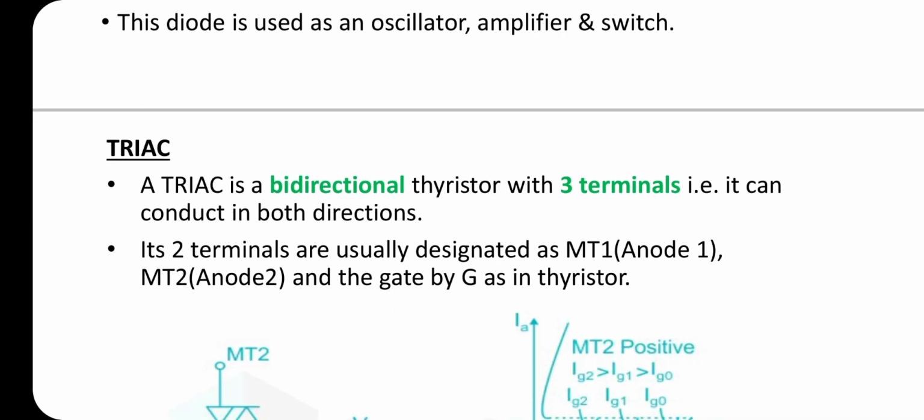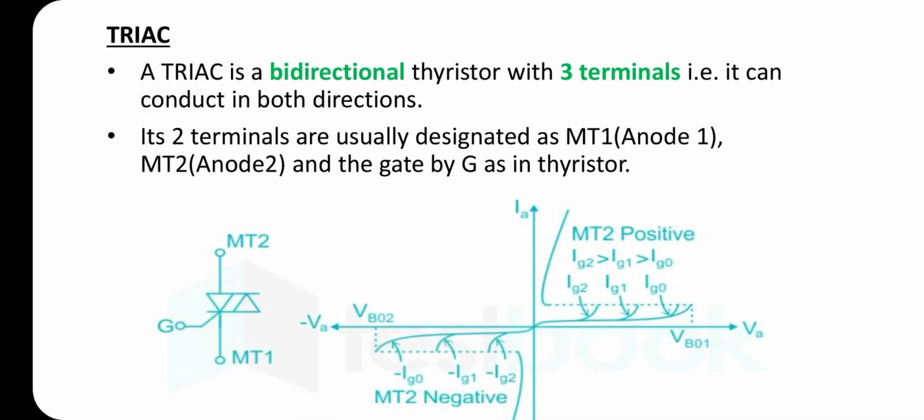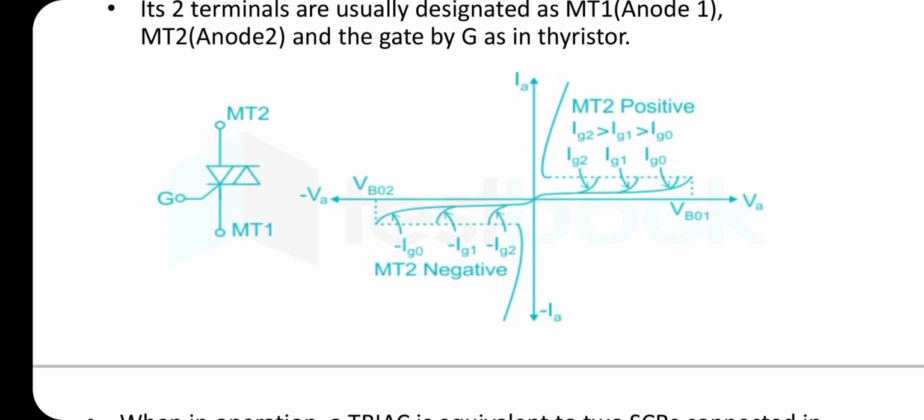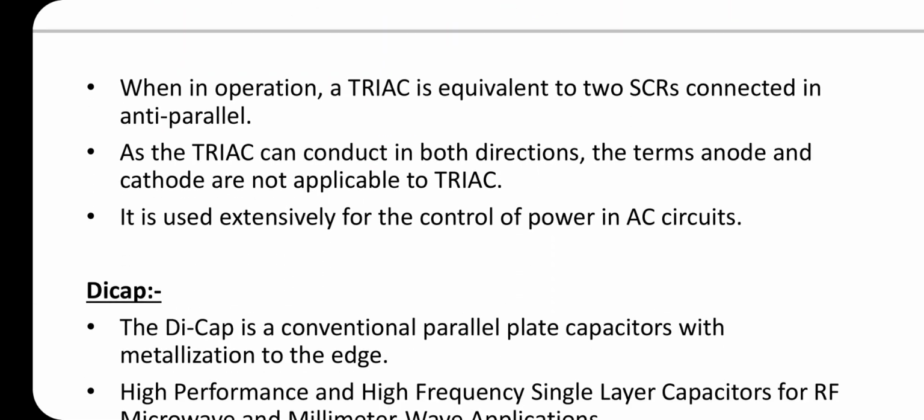Remember the symbols. Triac. A triac is a bidirectional thyristor with 3 terminals. That is, it can conduct in both directions. Its 2 terminals are usually designated as MT1 anode 1, MT2 anode 2 and the gate by G as in a thyristor. This is the symbol and characteristics of triac. When in operation, a triac is equivalent to 2 SCRs connected in anti-parallel. As a triac can conduct in both directions, the terms anode and cathode are not applicable to triac. It is used extensively for the control of power in AC circuits.